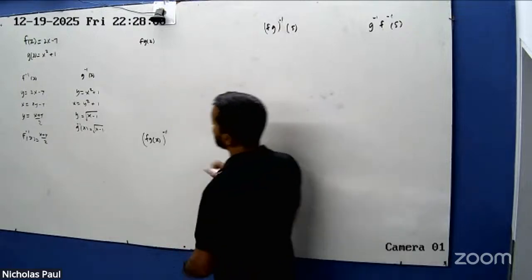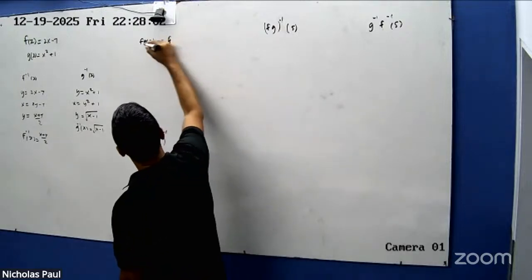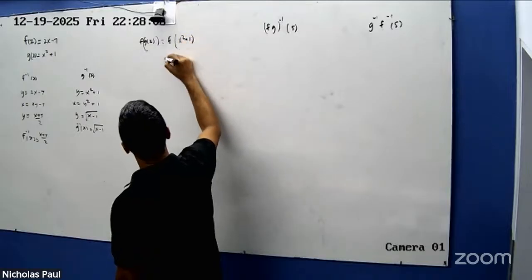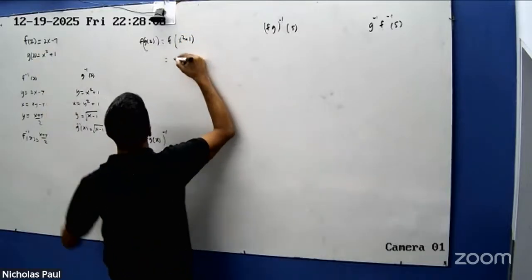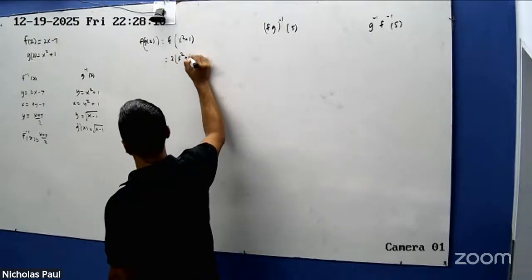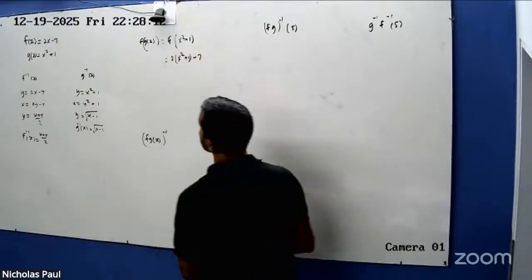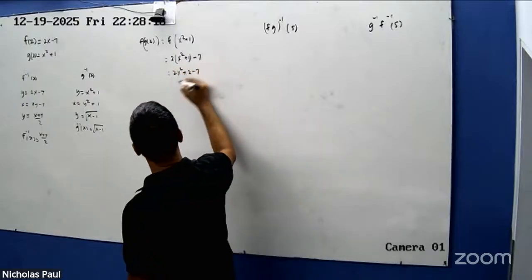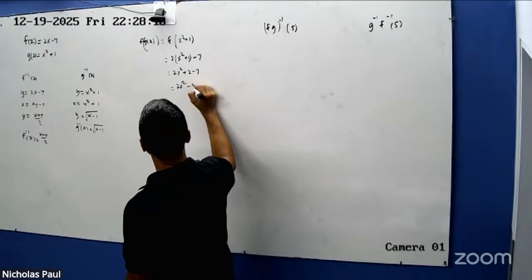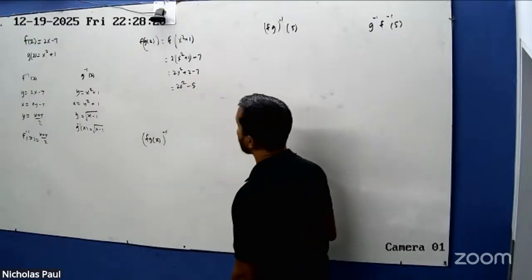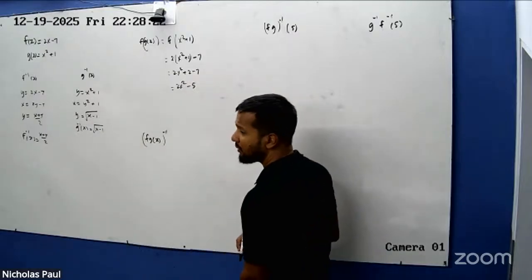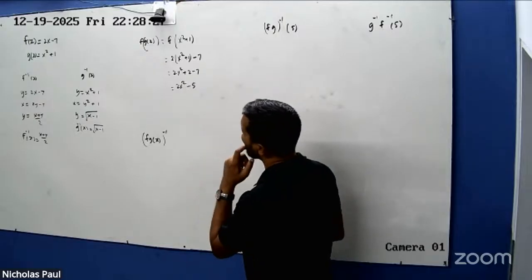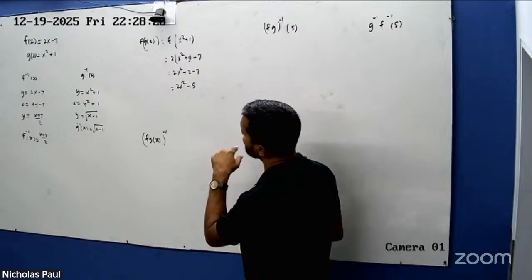F of g should be able to handle that. Put a bracket around g of x, and then put x squared plus 1 in here. So that's 2 times x squared plus 1, minus 7. That will give us 2x squared plus 2 minus 7, which is 2x squared minus 5. Did you get that? Let's just make sure: 2x squared plus 2 minus 7.